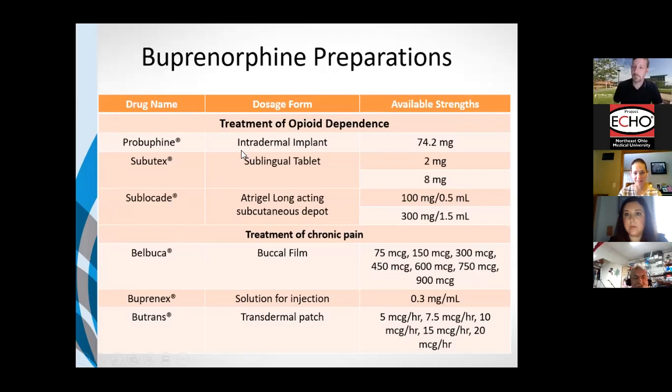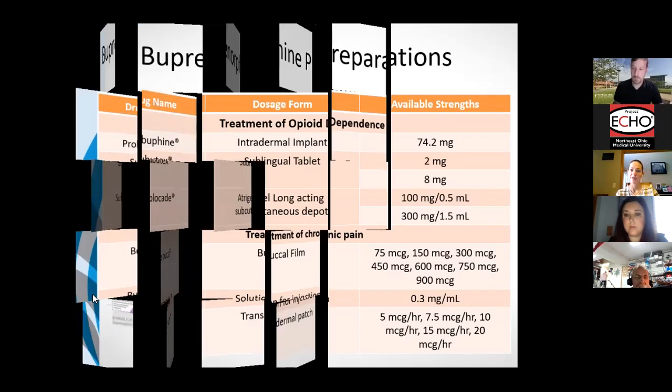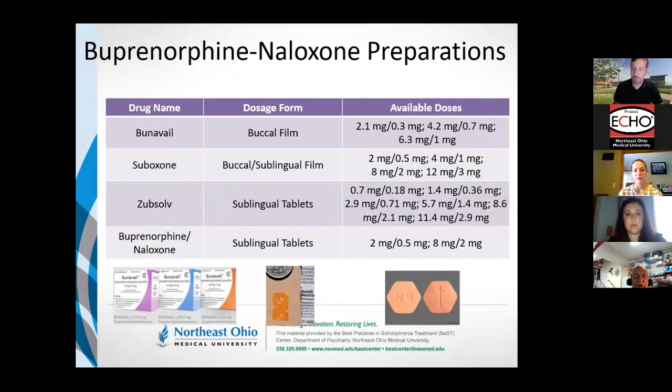So we have, for buprenorphine only products, the implant, the sublingual tablet, and our long-acting injection. The rest are our buprenorphine naloxone preparations. So we have buccal and sublingual films, sublingual tablets, at the various different available doses that are there.